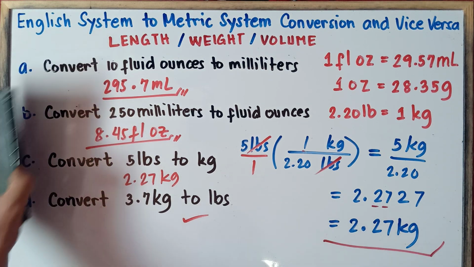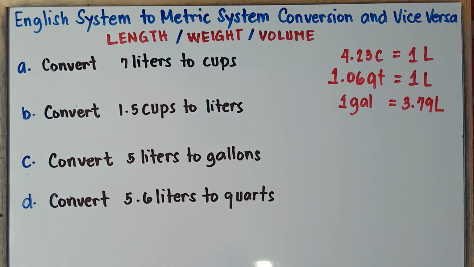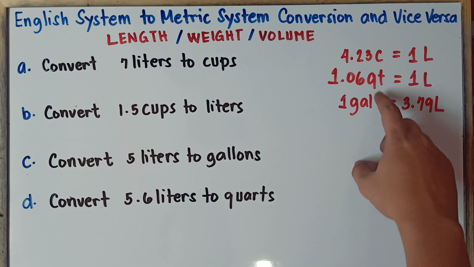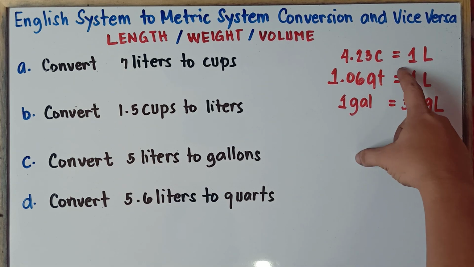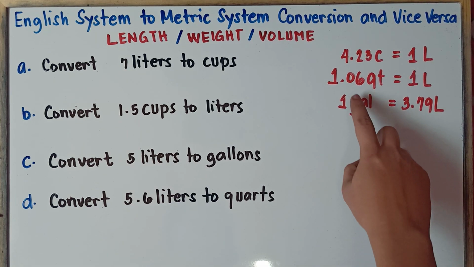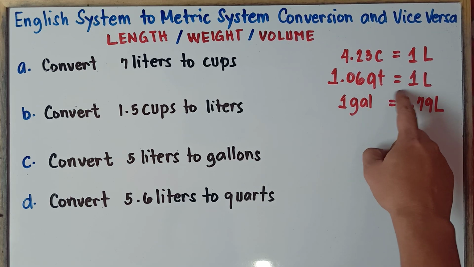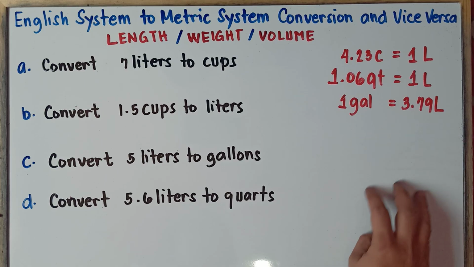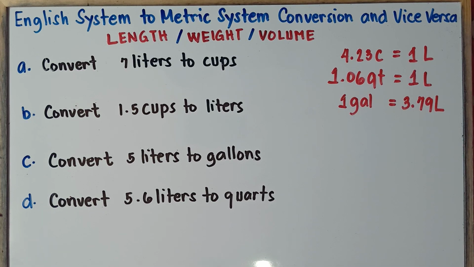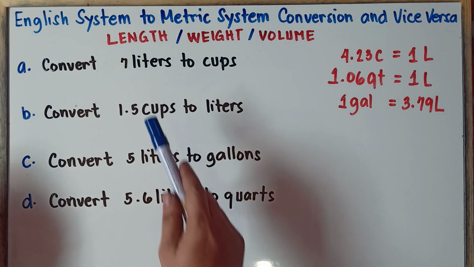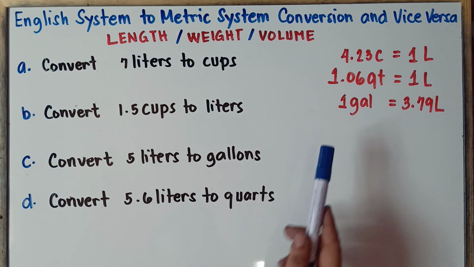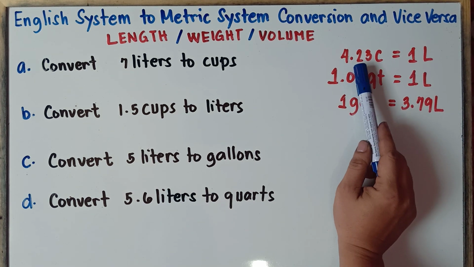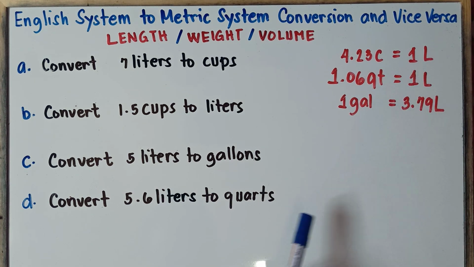Alright, so let's proceed now to the unit volume, and this will be our conversion. 4.23 cups is equal to 1 liter. And then 1.06 quarts is equal to 1 liter. And then 1 gallon is equal to 3.79 liters. Alright, so let's start with letter A. Convert 7 liters to cups. So do we have liters to cups? Yup. 4.23 cups is equal to 1 liter. So we will be using this conversion.